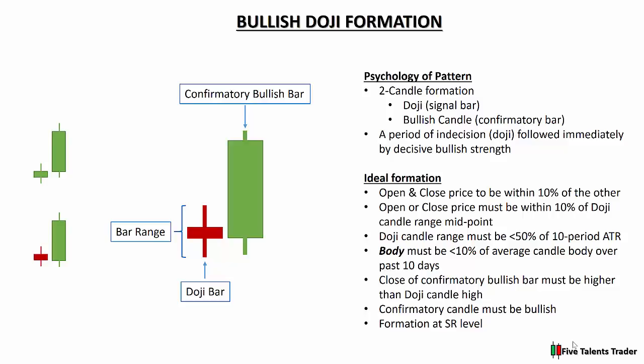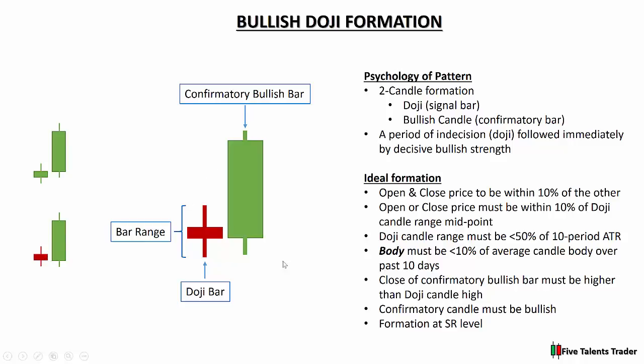Now let's look at the second technique, candle reversal technique, the bullish doji formation. Now this is a 2-candle formation, but with the doji bar as the signal bar. So that red bar in that case there as a doji bar is a signal bar. Now the doji can either be a red or a green. It doesn't really matter. It is just what it represents.